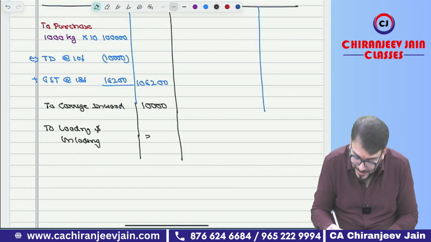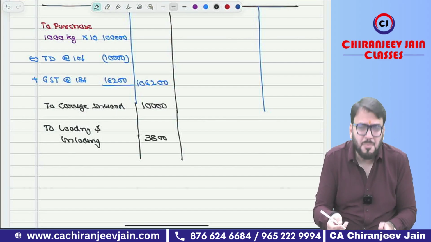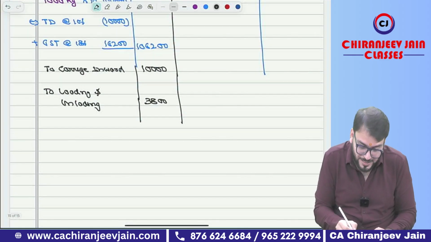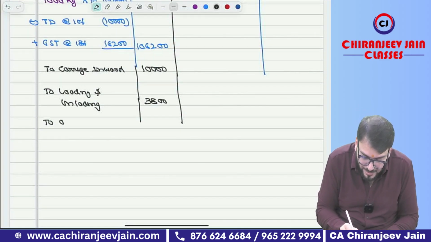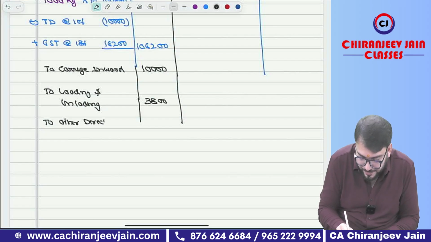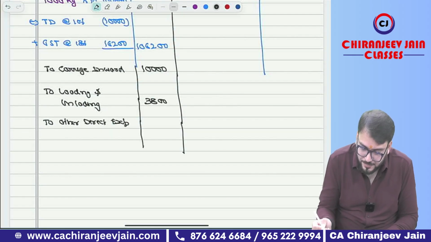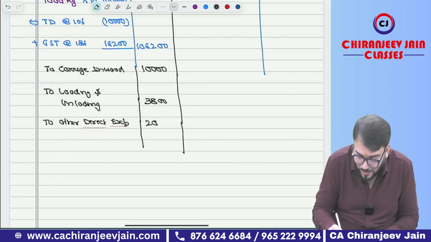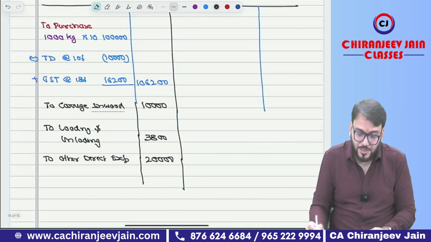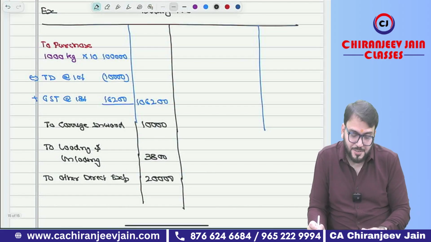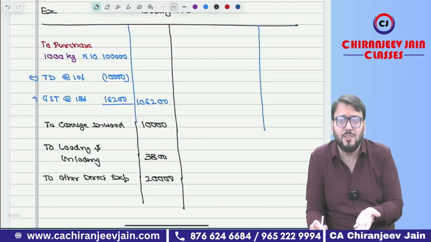That is 3,800. There may be some other direct expenses to bring the inventory, such as commission on purchase, etc. Okay, let's say 20,000. Are you getting what I am saying? This is the trading account. And can I say we used to prepare the trading account like this?